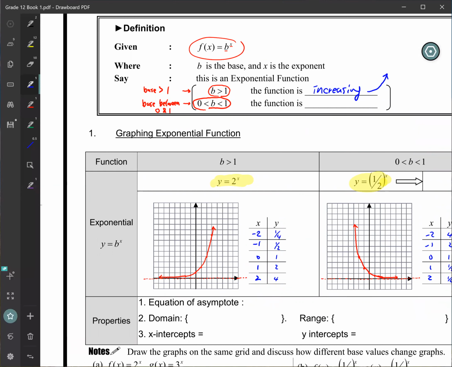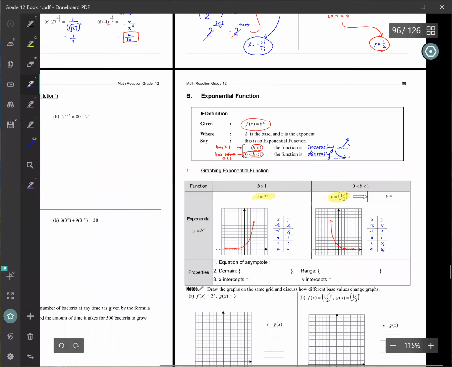And then the other one, base between 0 and 1, the function will be decreasing. So it'll be going this way, okay? Do not draw like that, okay? So it's decreasing. So you have an asymptote line, right? Asymptote line, okay? Now let's take a look, okay?